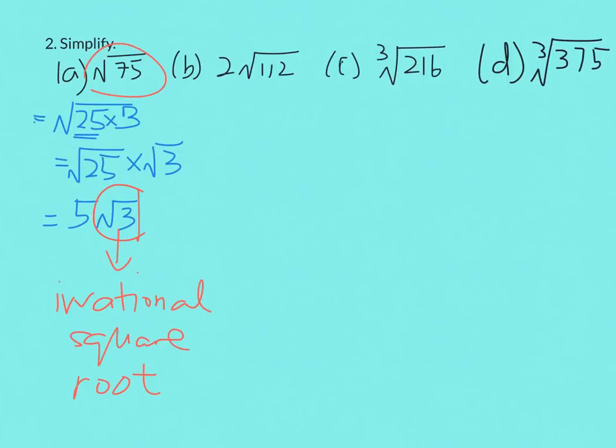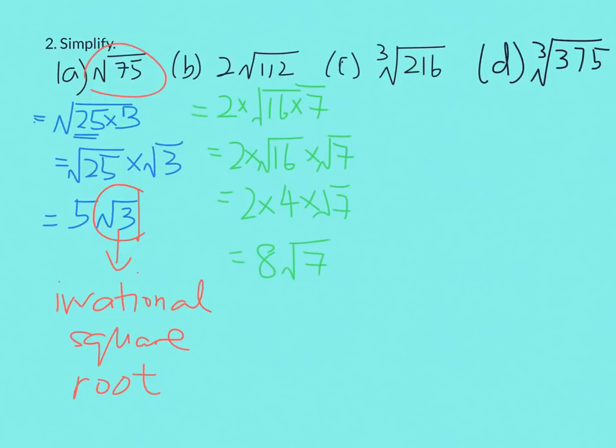Now let's go to example B. 2 times square root of 112. So 2 remains there, and then 112 can be broken up into the factors of 16 times 7. And if you apply the product property of square root, you will get square root of 16 times square root of 7. And that gives me 2 times 4 times square root 7. And the value will be 8 square root 7.